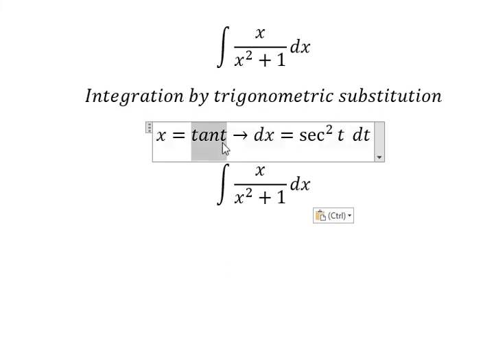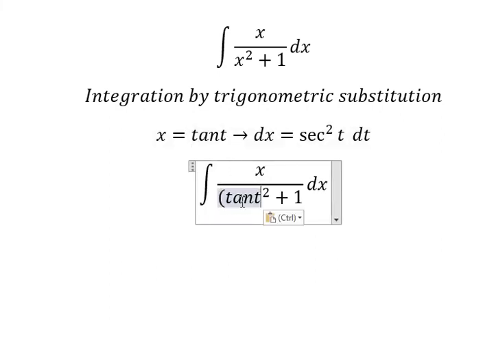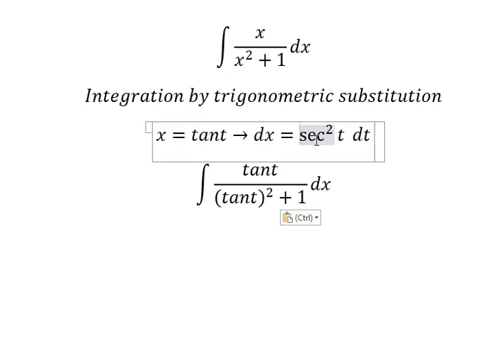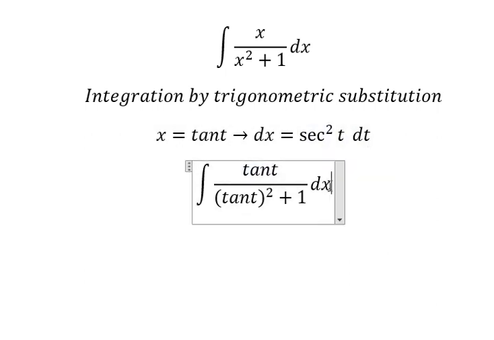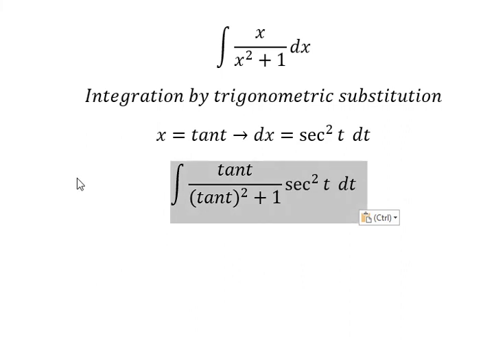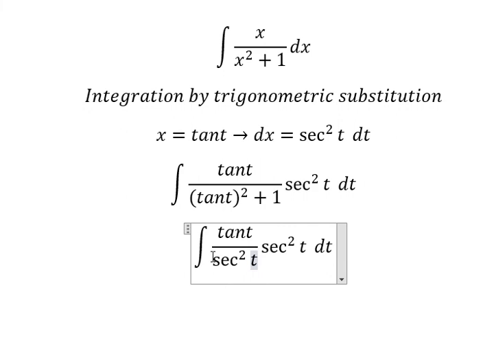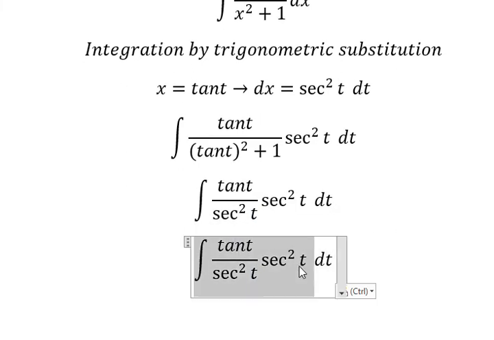So I will put this one here and here. ds we change by this one. So this one we change by secant of t squared. And this one we have tan t.